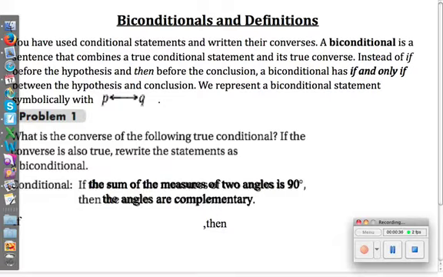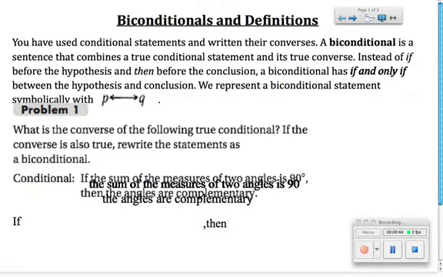So you'll notice that, if you recall, the symbolic notation for a conditional statement was P arrow Q. You'll notice that the symbolic notation for a biconditional statement is still an arrow, but notice that the arrow is going both ways. And that's, again, to really symbolize the fact that this statement goes both ways.